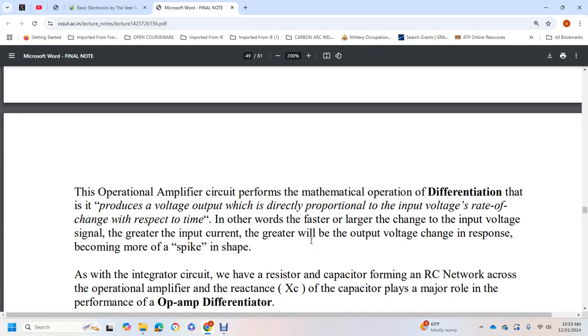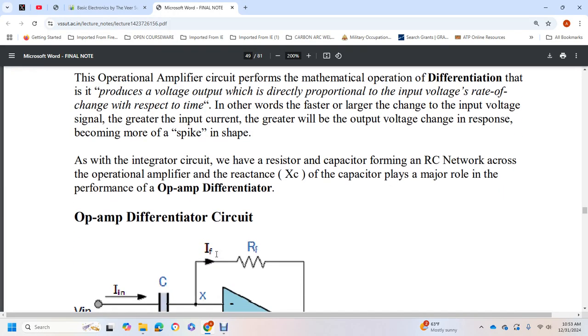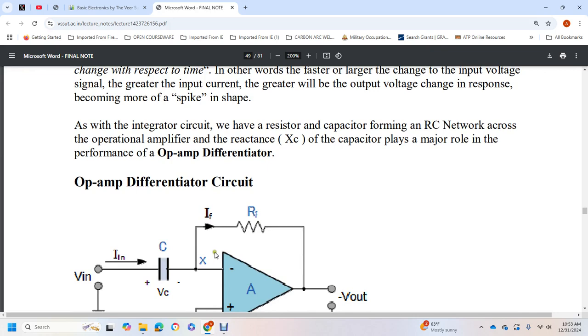This operational amplifier circuit performs the mathematical operation of differentiation, producing an output voltage proportional to the rate of change of the input voltage with respect to time. In other words, the faster or larger the input voltage signal change, the greater the input current, and the greater the output voltage change, and the response becomes more spike-like in shape. As with the integrator circuit, we have a resistor and capacitor forming an RC network across the operational amplifier, with the resistance and the capacitor reactance playing a major role in the performance of the differentiator.